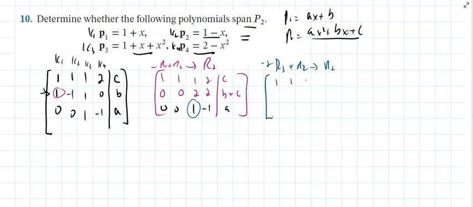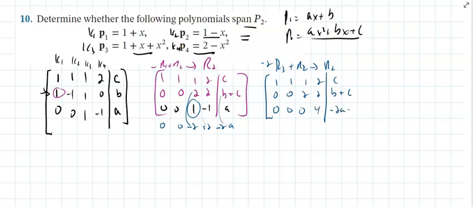So 1, 1, 1, 2, and a C. 0, 0, 2, 2, B plus C. If I multiply this by 2, that's a 0, 0, 2, negative 2, and 2A. And if I add them, I'll get a 0, 0. Time out. But by negative 2, that's negative, that's positive, that's negative. That'll give me a 0. That'll give me a 4. And that'll give me a negative 2A plus B plus C.